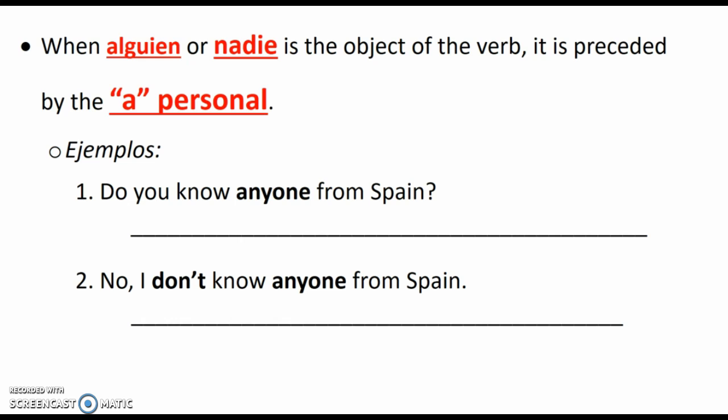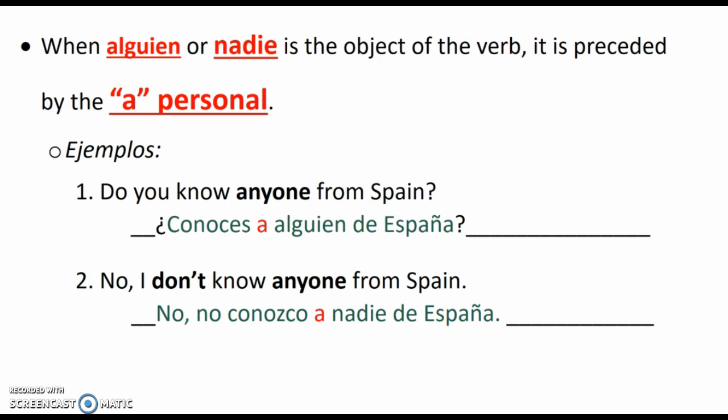And when you want to say, no, I don't know anyone from Spain, here we have a negative. So we're going to use the word no. And because we started the sentence with a negative, even though in English we would say an affirmative, anyone, in Español we'd have to keep it as negative. So it's basically saying, no, I don't know no one from Spain. No, no conozco a nadie de España. So here you can see that a personal. So just keep in mind that when you're using the words alguien or nadie, you probably are going to have an a in front of that word when you're talking about someone again.